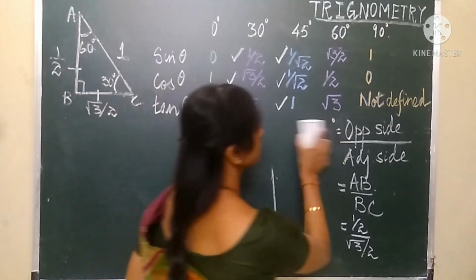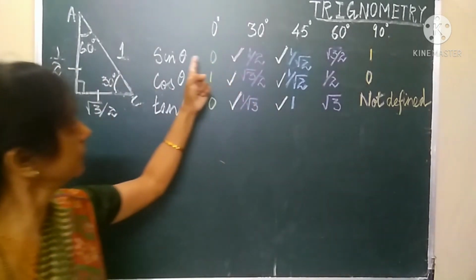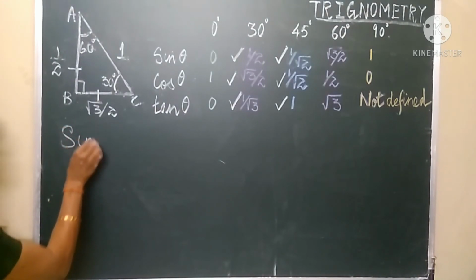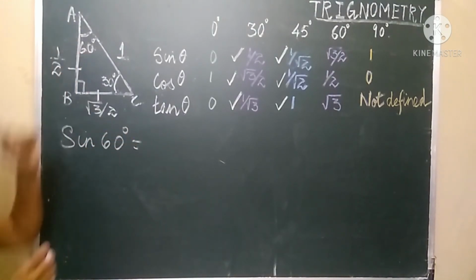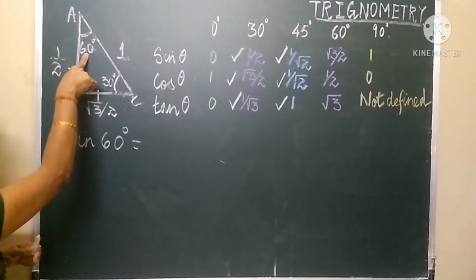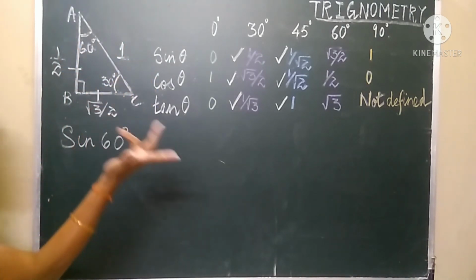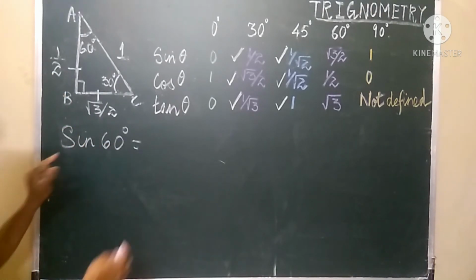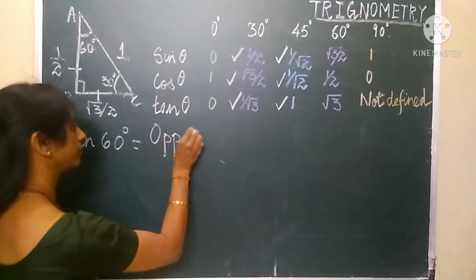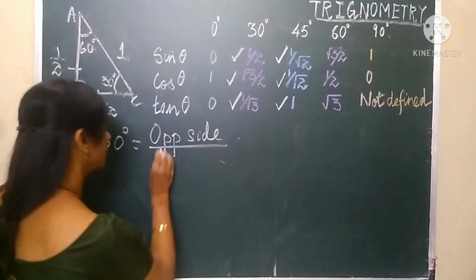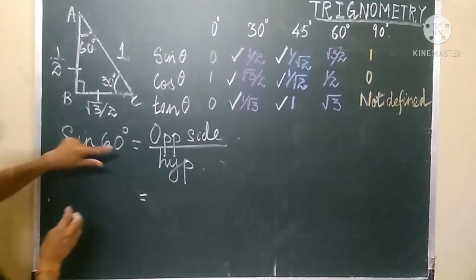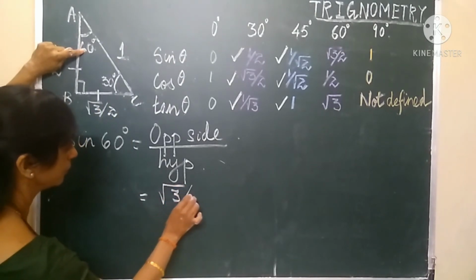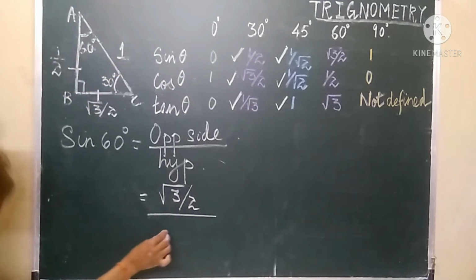Now, what about 60 degrees? Let's find out one of the values. Sine of 60 degrees. The diagram can remain the same because in the same diagram we have got 60 degrees. So when one angle is 60, the other one will definitely be 30 degrees. We already have the measurements. What is sine of any angle? Sine of any angle is opposite side upon hypotenuse. For 60 degrees, which is the opposite side? Root 3 upon 2, upon the hypotenuse, which is 1.